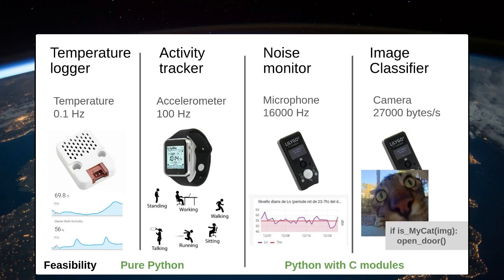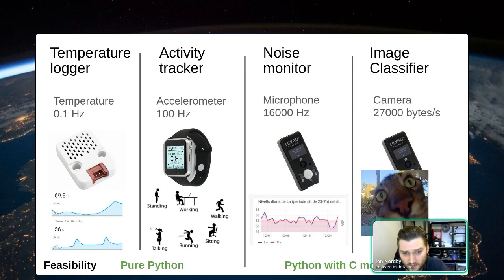So we can do temperature logging, etc. We could also do accelerometer tracking. Then you may be dealing with 100 hertz data rate, 100 measurements per second. If you do sound, it's easily 16,000 samples per second. That needs to be managed, otherwise you will not process it in time.